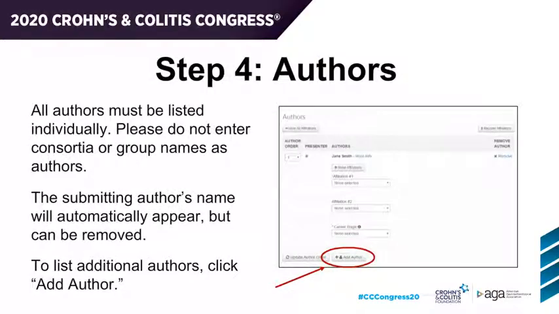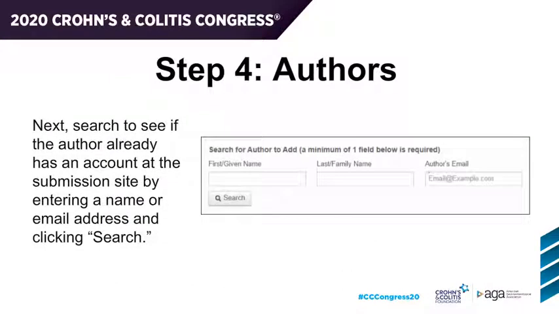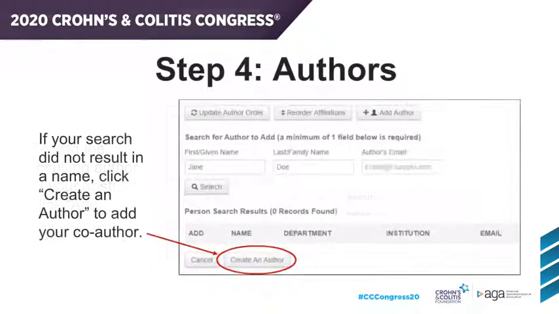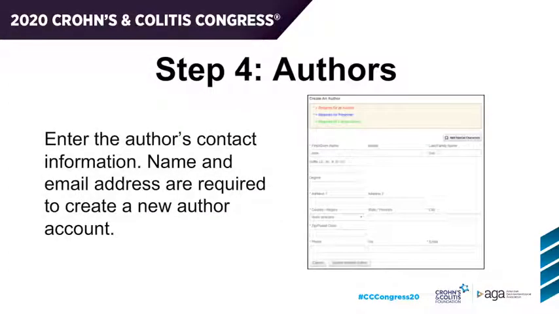You'll now be able to add co-authors to your abstract. Please note that all authors must be listed individually. To add an author, click the Add Author button. Now, perform a quick search to see if your co-author already has an account at the site. You can search by name or email address. If your search results in an author you want to add, simply click the Add link next to his or her name. If your search did not result in the correct author, you can create a new account for this person by clicking the Create an Author button. Enter the new author's name and email address to create the account, and then click the Submit Created Author button.